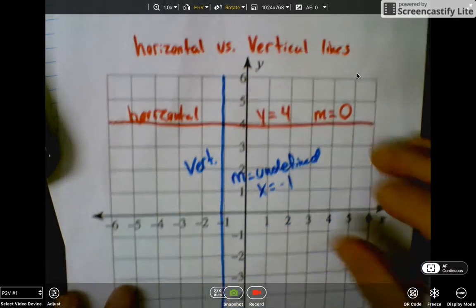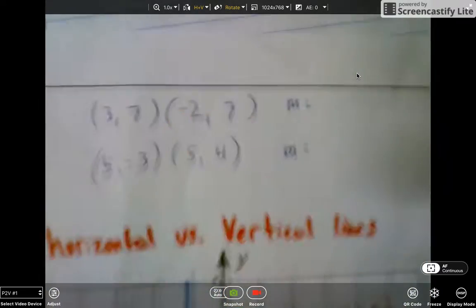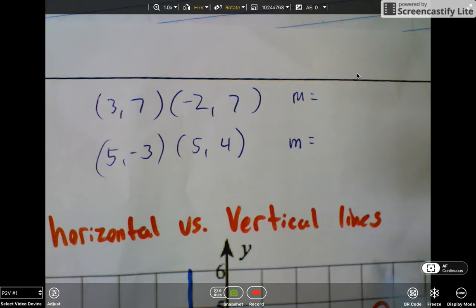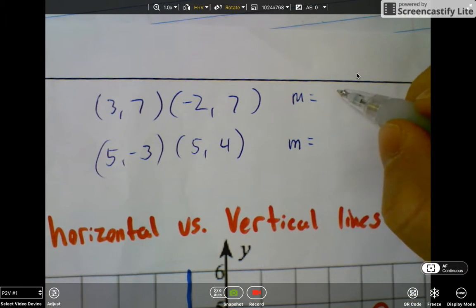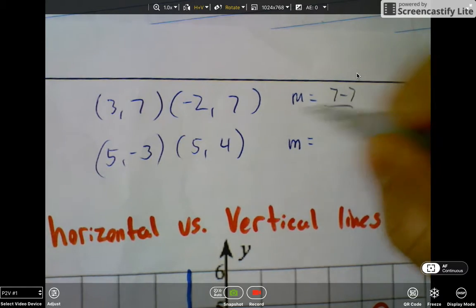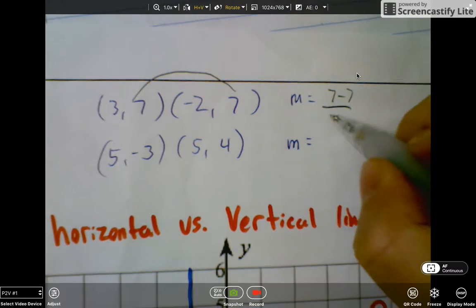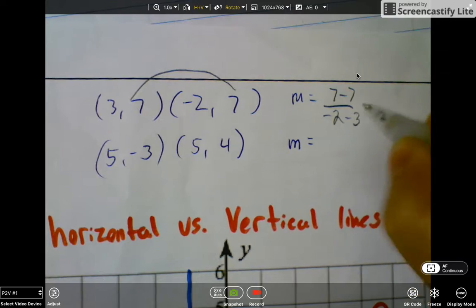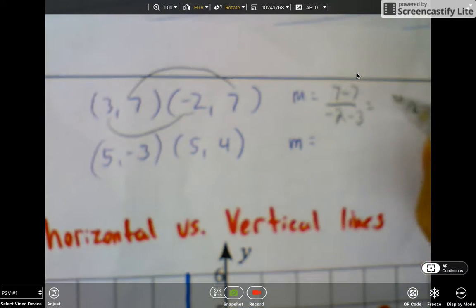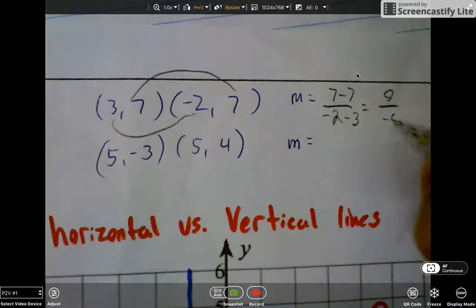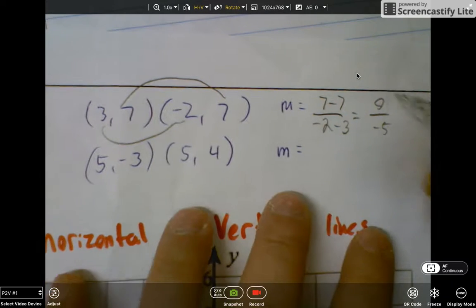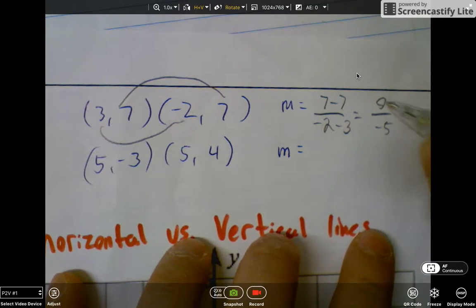The other thing people often get confused is when they're doing the slope formula, where the 0 ends up. So for here, when I subtract my y's, I get 7 minus 7. That's my y's. And then my x's would be -2 minus 3. That gives me 0 over -5. When the 0 is on top, that is possible to do. 0 divided by -5 is just 0.